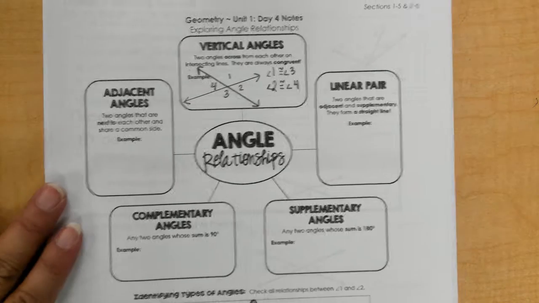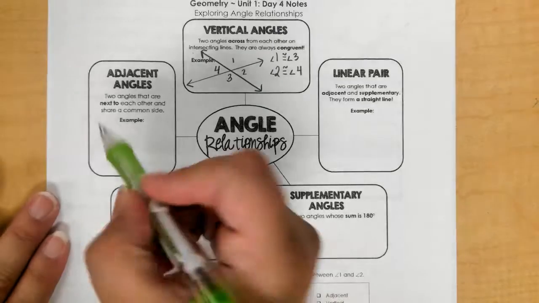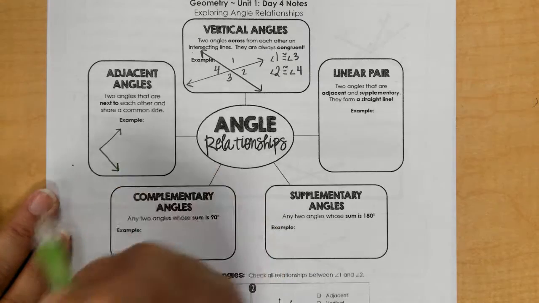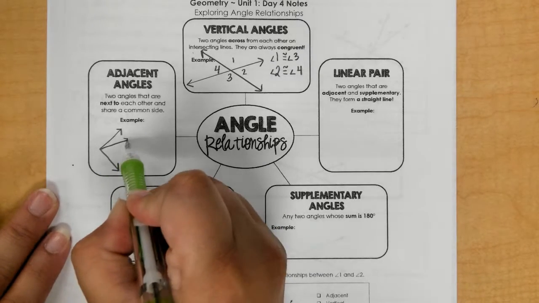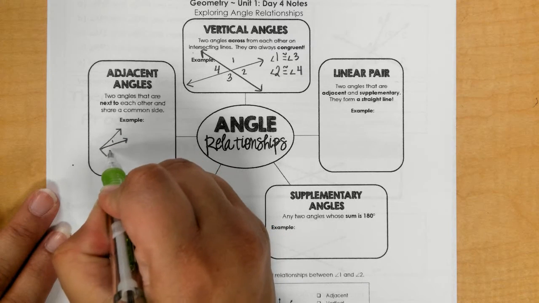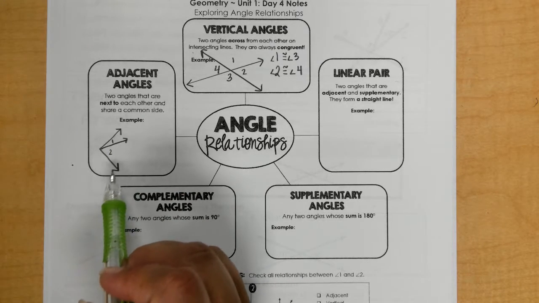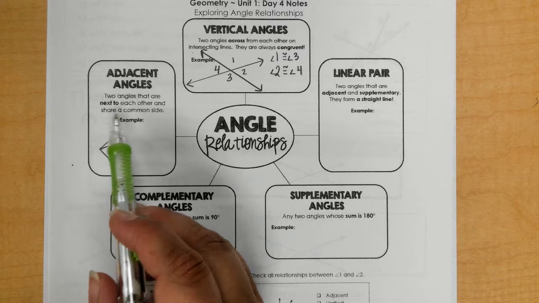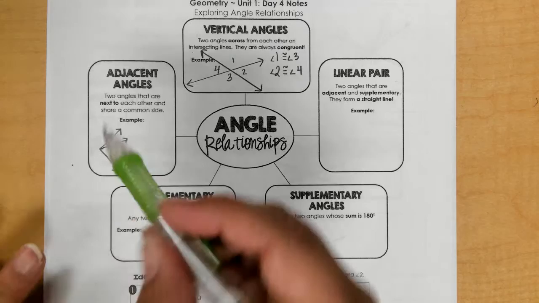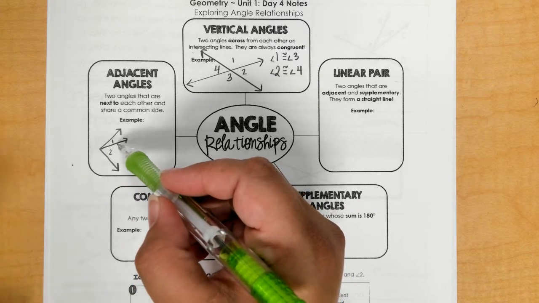Okay, then let's go with adjacent angles. So for adjacent angles, if I drew one large angle, and I drew a ray in the middle of that, or just somewhere inside of it, and I would label this angle 1 and angle 2. Angle 1 and angle 2 are adjacent because they are next to each other, and they share a common side. We know that a side of an angle is a ray. So angle 1 and angle 2 are adjacent angles because they share the same side.